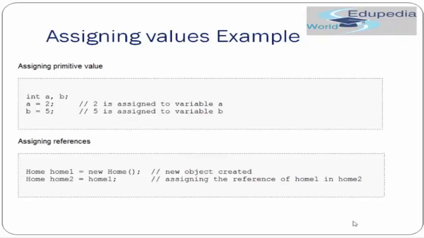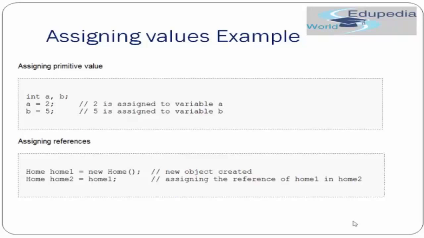Now let's see some examples of assigning a reference type. So over here, home1 equals to new home. In this we are creating a new object home, and then in the second line we are writing home2 equals to home1. So what we are doing is assigning the reference of home1 to home2. So the reference where home1 is pointing is the same reference where home2 is pointing.